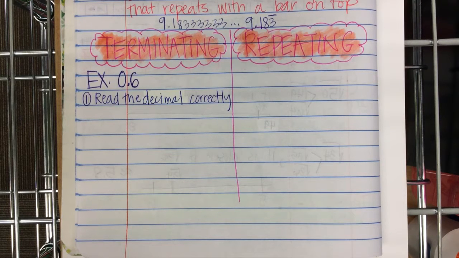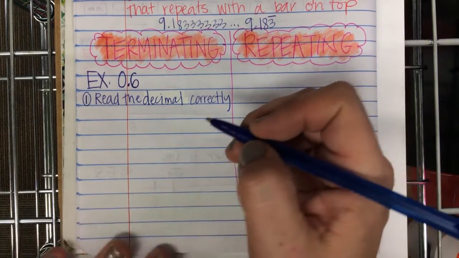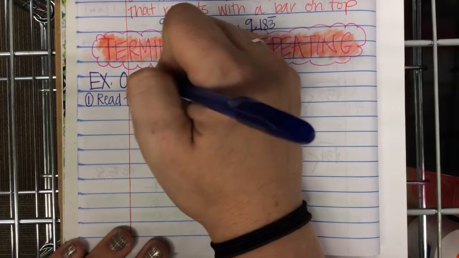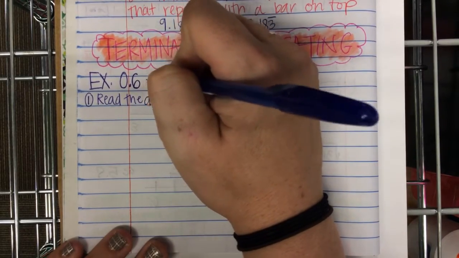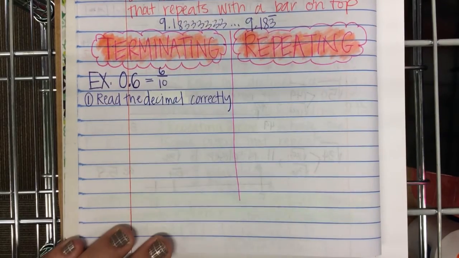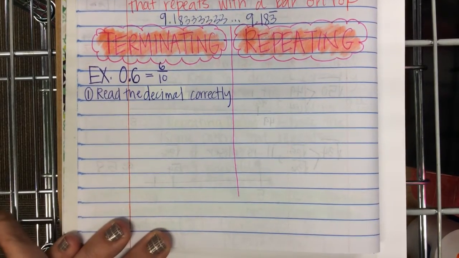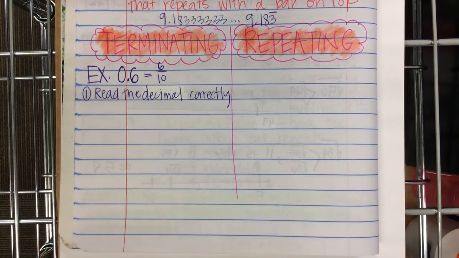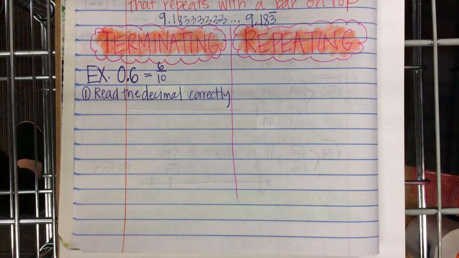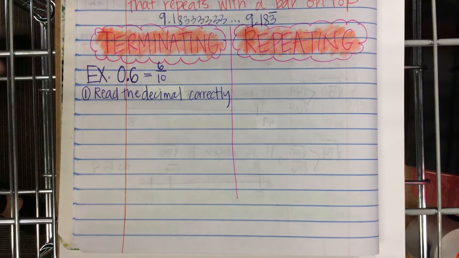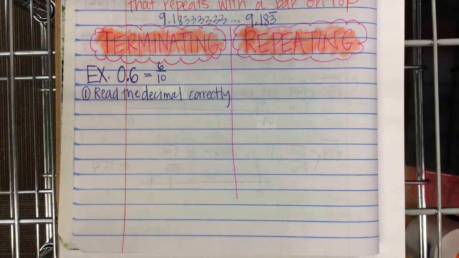What you would say for this one is 6 tenths. And oh my goodness, it's a miracle. If you read it correctly, it automatically changes it from a decimal to a fraction. I read the decimal correctly. I'm done. Check. Turn this in. All my homework's done. It's amazing.